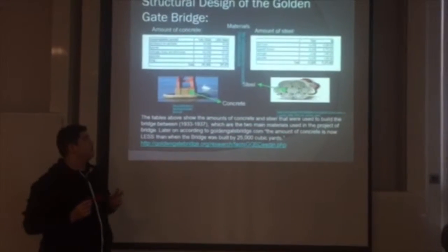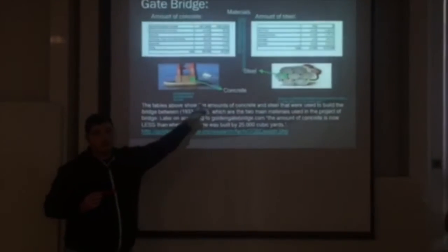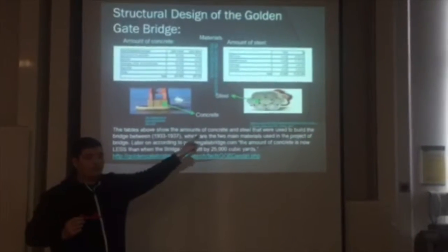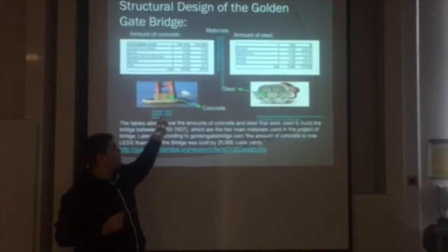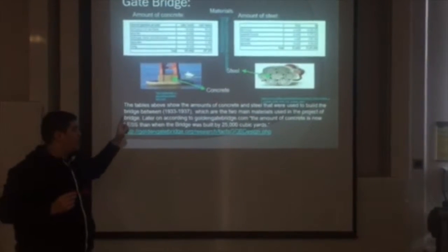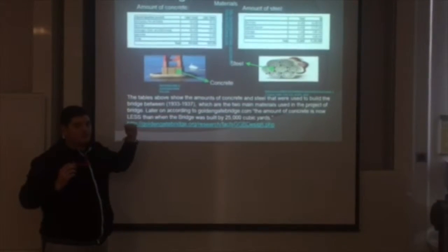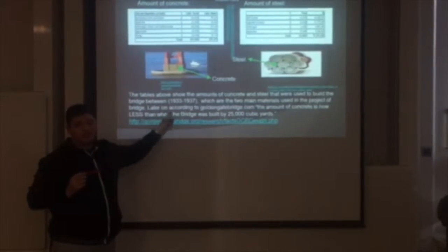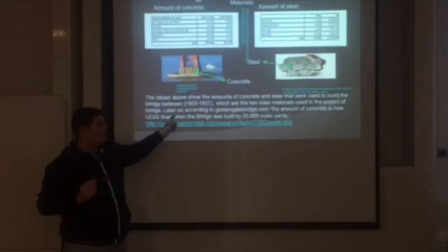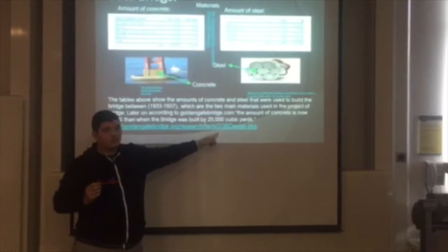So first of all, the two main materials that were used to build the Golden Gate Bridge are concrete and steel. Okay, so these two tables that I got from the Golden Gate Bridge official website show the amounts that were used, both for concrete and steel. These are the amounts that were used to build the Golden Gate Bridge at the beginning, which is between 1933 and 1937. But later on, they decreased the amount of concrete that was built by 25,000 cubic yards.